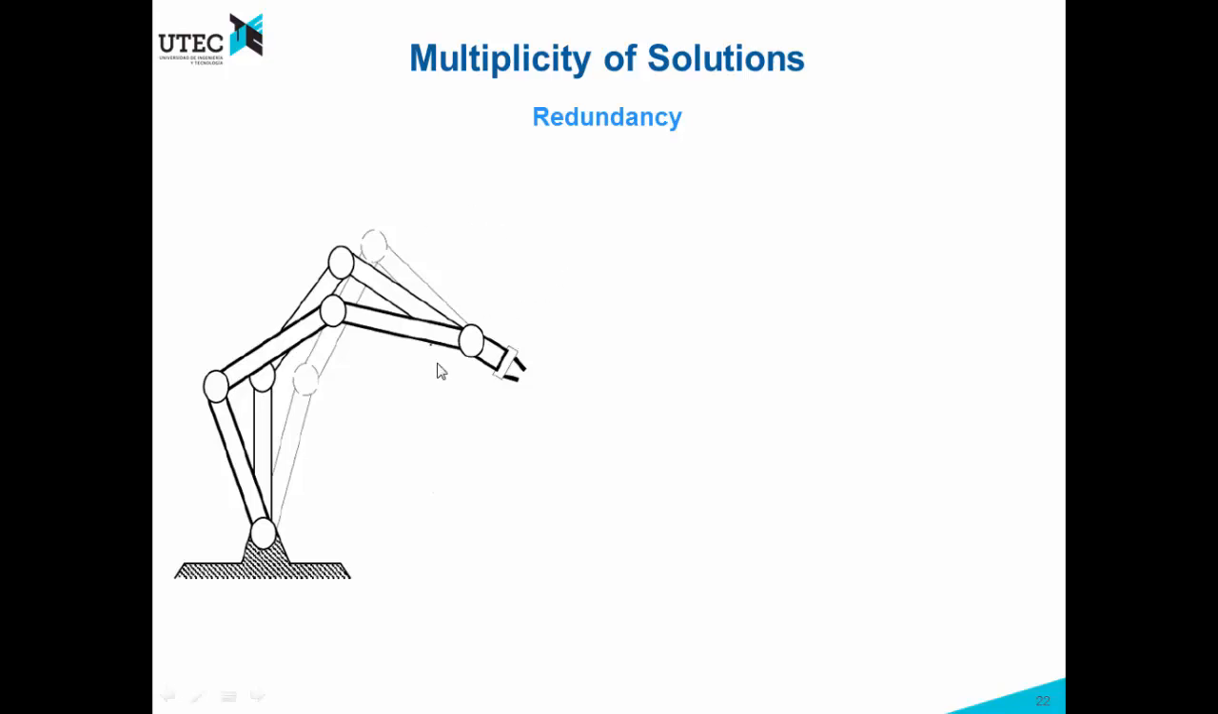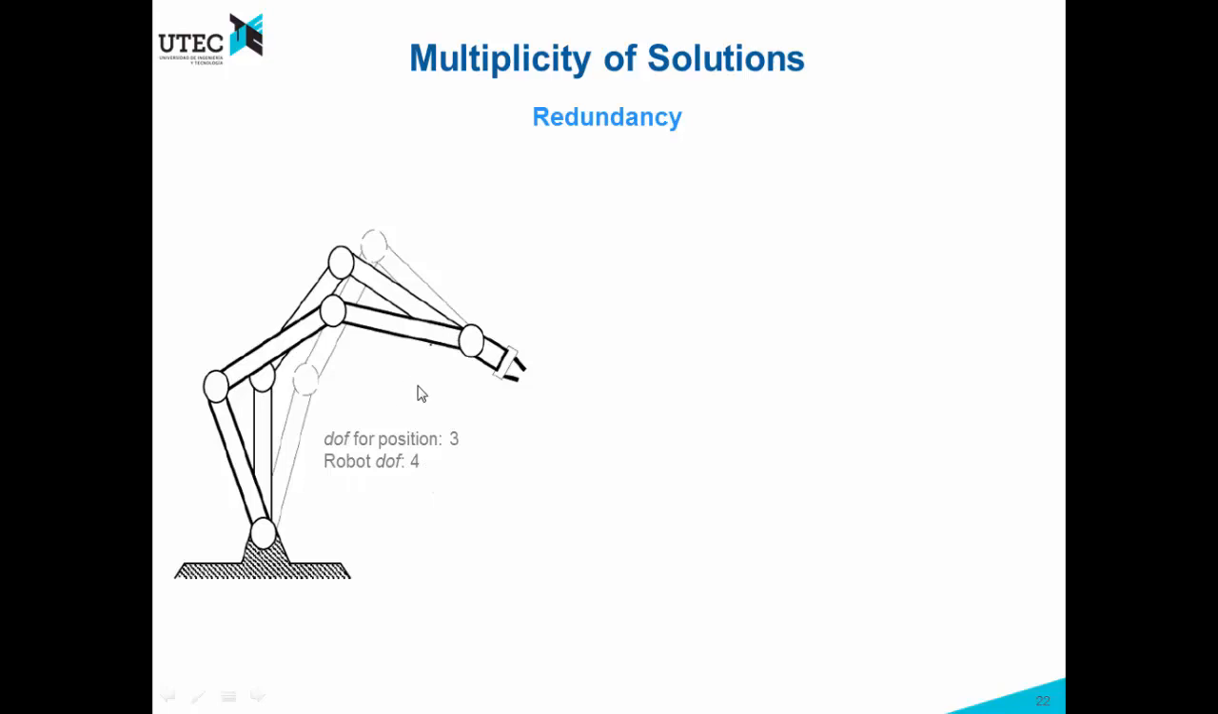Redundancy is something that is proper of robots that have more degrees of freedom than the number of degrees of freedom of the task. For example, consider this robot. In this case, this robot is only controlling the position of the end effector, no orientation, only position. Position has 3 degrees of freedom in space, but this robot has 1, 2, 3, 4 degrees of freedom. So position has only 3, but the robot has 4.